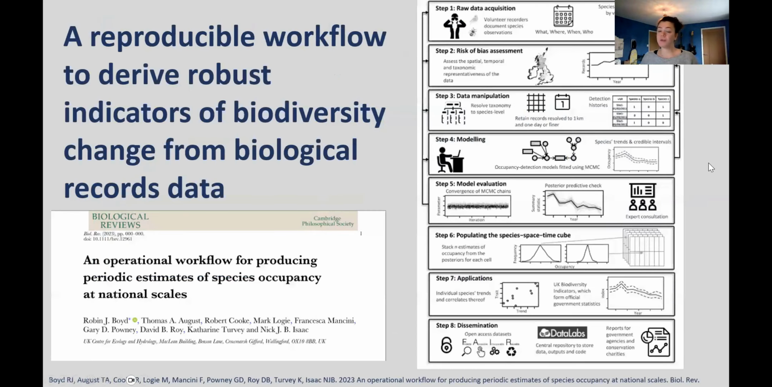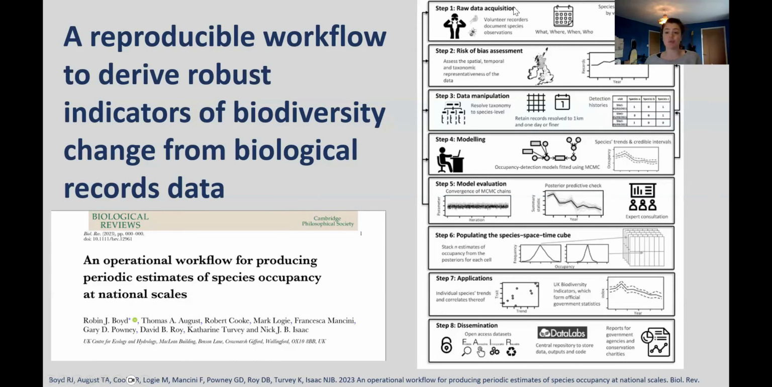So over the years, we've been working to develop a reproducible workflow to derive robust metrics of biodiversity change from these biological records data. And we literally just published this paper that explains the whole workflow that we use to produce different types of outputs from this data. Now, as you can see in the figure on the right, there's a lot of different steps that go all the way from the raw data all the way to disseminating the outputs.